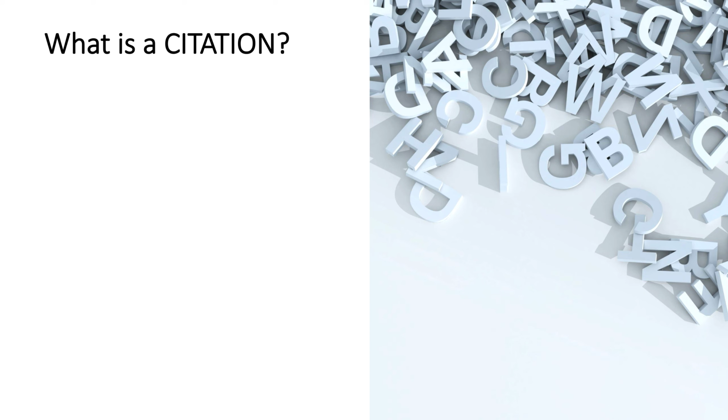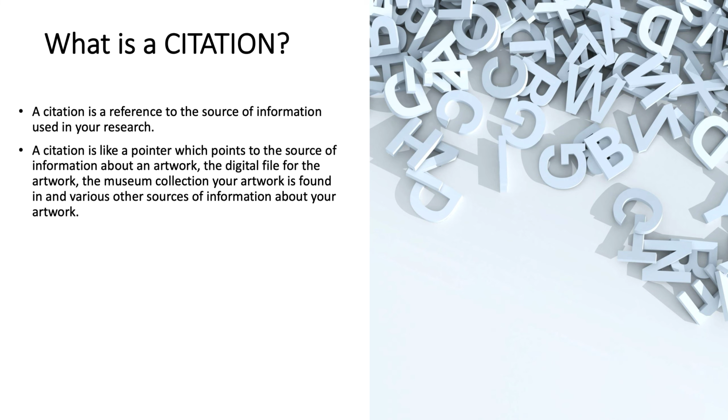All right, what is a citation? A citation is a reference to the source of information used in your research. A citation is like a pointer, which points to the source of information about an artwork, or the digital file for the artwork, or the museum collection your artwork is found in, or various other sources of information about your artwork. So each of those things is going to have its own citation.